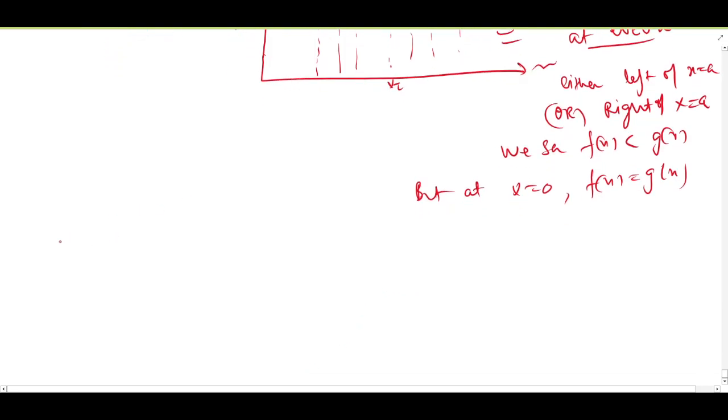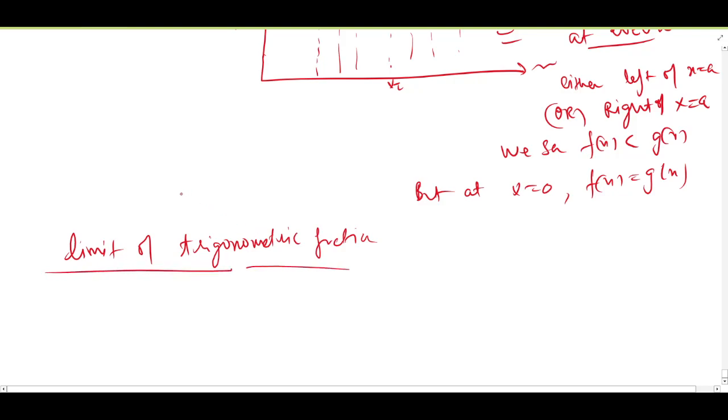Next is limit of a trigonometric function. So this was related to trigonometric function.